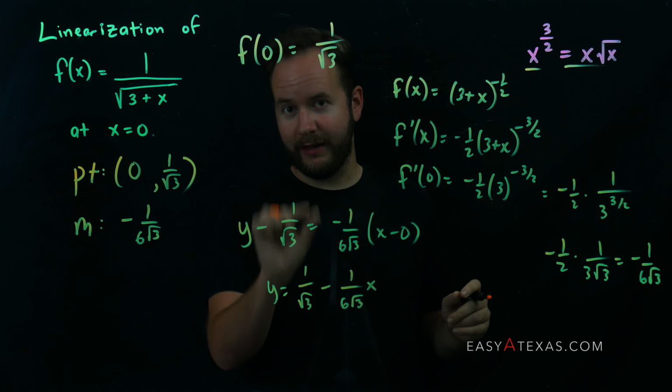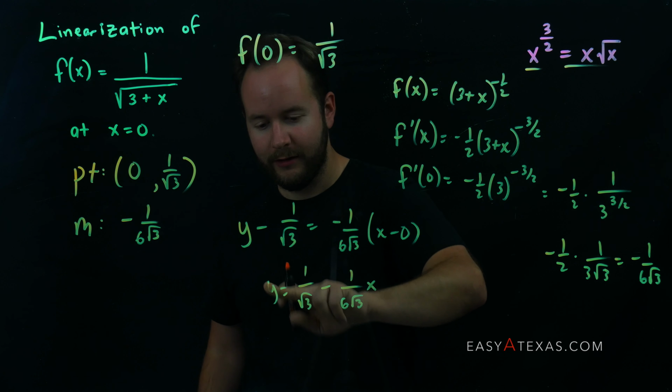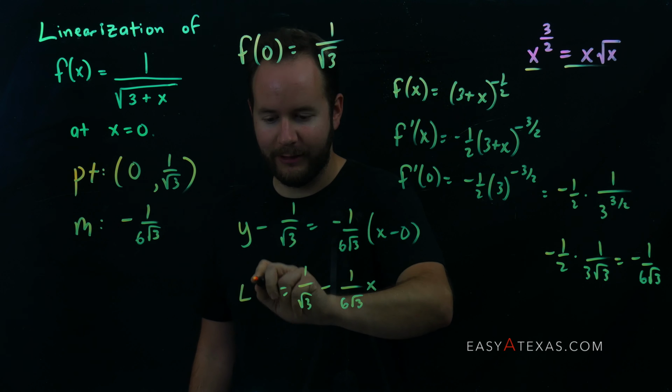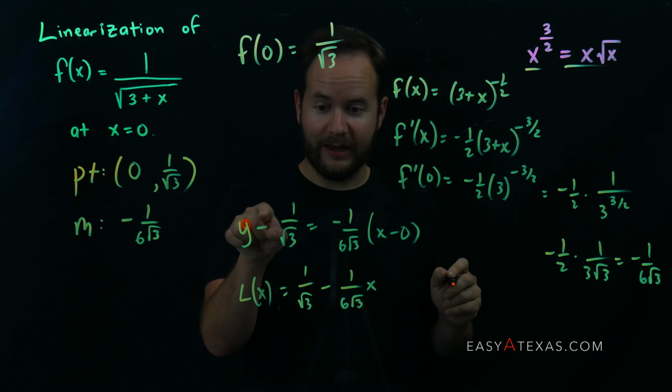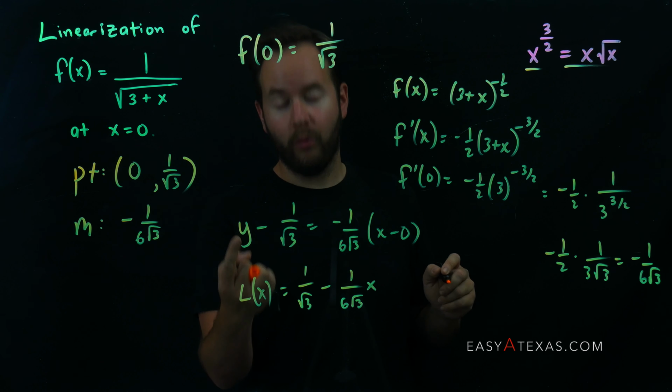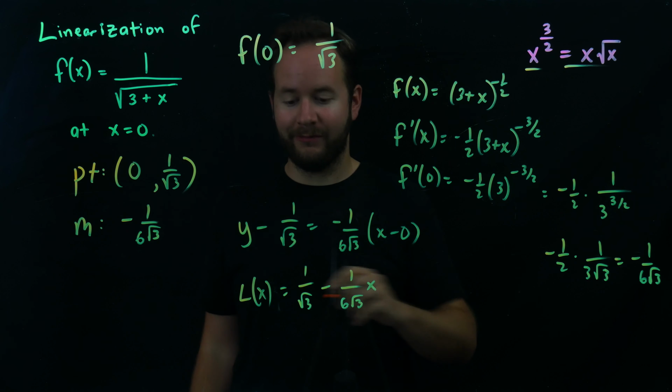One small thing about making the linearization is you need to change the y to L of x. But that's not too big a deal. I mean, obviously, I've made the equation of a tangent line. I've added the 1 over root 3 over. And instead of saying y equals, I say L of x equals. But that's your final answer.